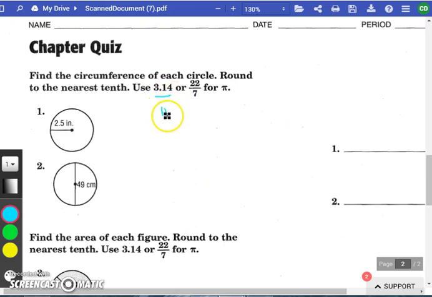3.14 is pi. You will see this symbol right up here. They probably will not tell you what 3.14 is. They may just assume that you know what pi is. 22 over 7 is an improper fraction, which does equal 3.14.